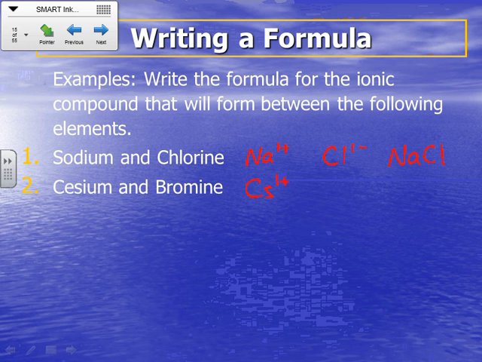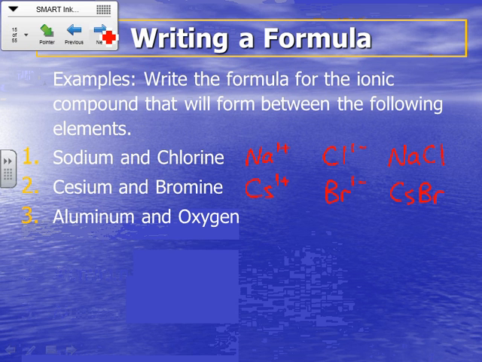What about bromine? Does everybody see that? Bromine is in the 17th group. Okay, so it needs one more electron, so it's going to form a 1 minus. So 1 plus 1 minus gives me CsBr. These aren't that bad, right?